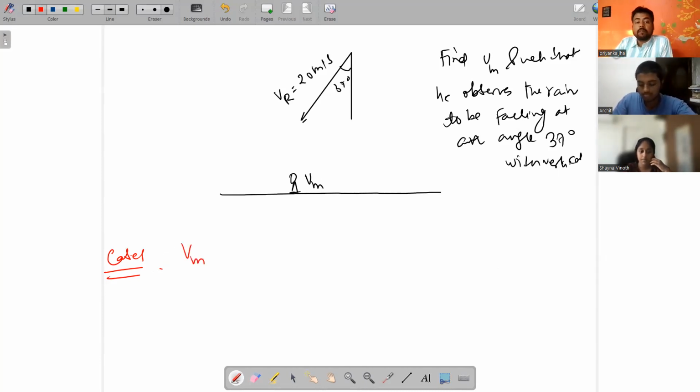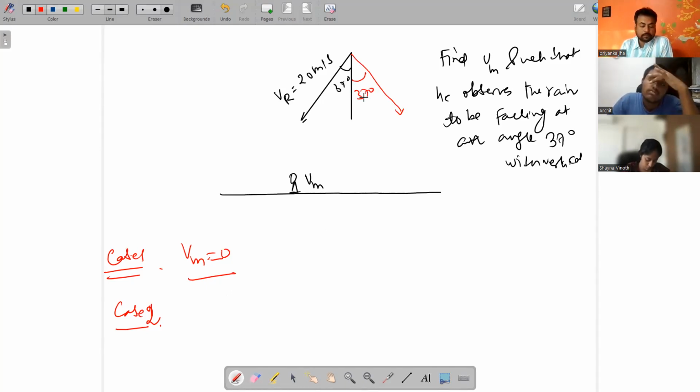So one case will be what? Man will be at rest. So man will observe the rain falling at the same angle 37. Another case would be case number 2. Man will acquire some velocity, so that he will experience the rain is falling like this, 37 degree angle with the vertical. Understood? Now you think, give it a try.